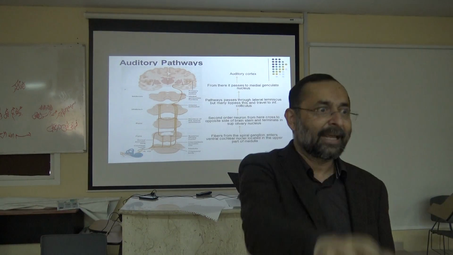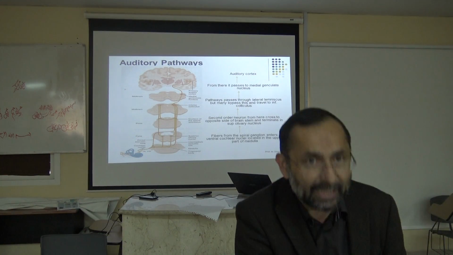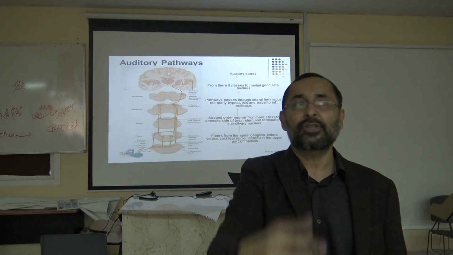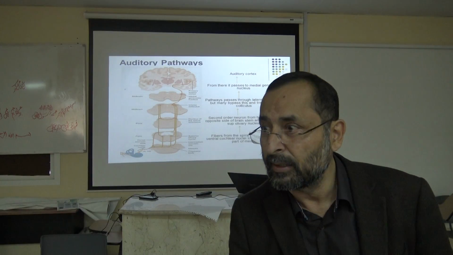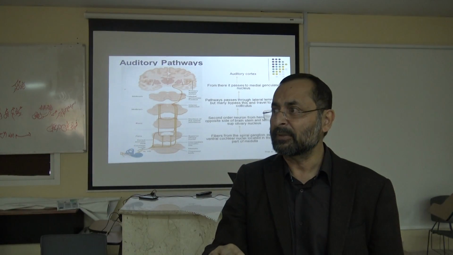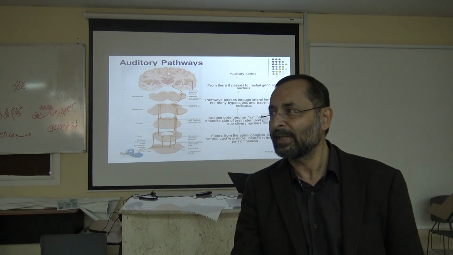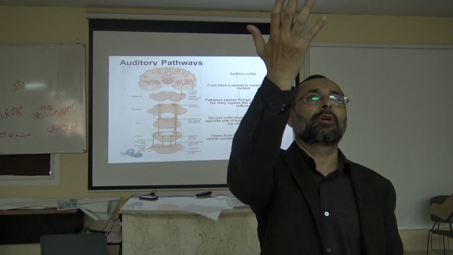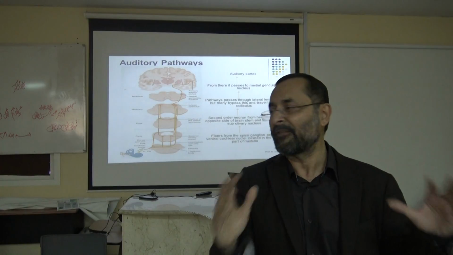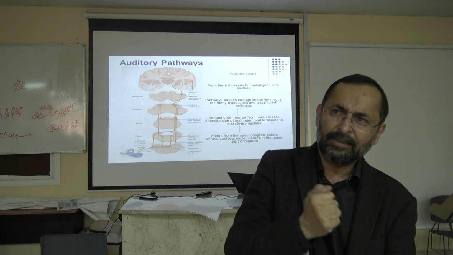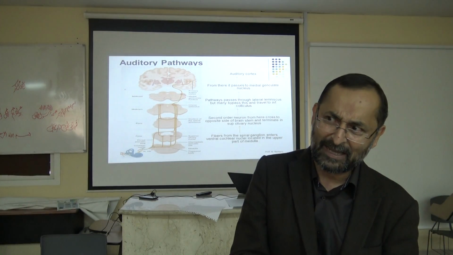Some fibers will synapse, some fibers will not synapse and they will go up. The next station coming in line is a very special part called the inferior colliculus, and most of the fibers synapse, some will not synapse. Fibers will further go up, next level. The next station is the most definite area. There is a guarantee that all fibers will synapse.